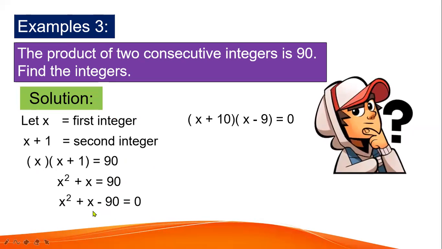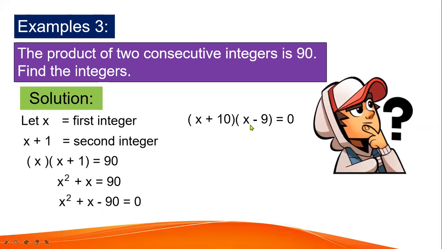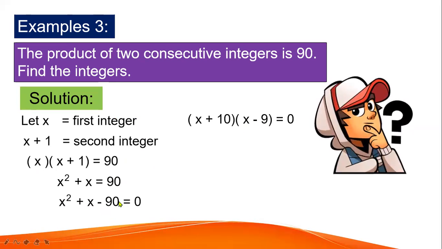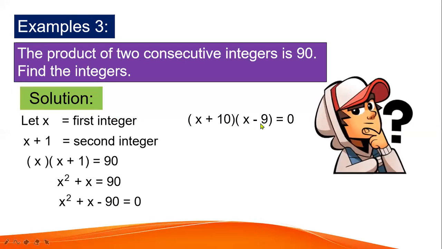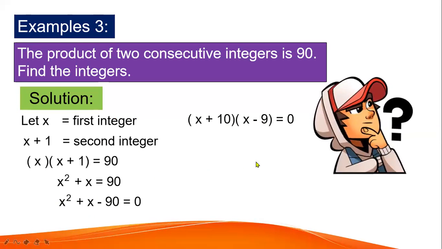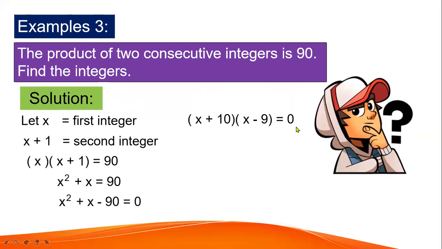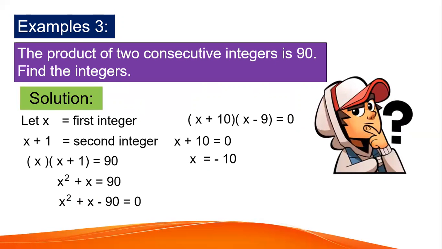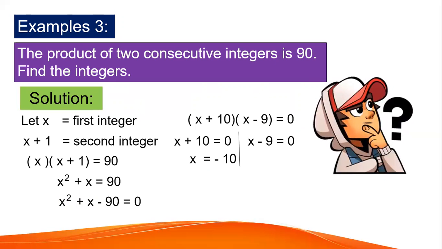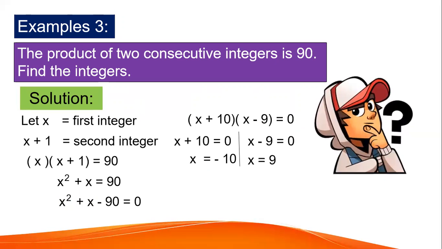This will be the middle term, right? So 10 times negative 9, we have negative 90. And then 10 plus negative 9, the answer is 1. So that will be your middle term, equals 0. Then after that, x plus 10 equals 0. Then we have x equals negative 10. Then the other one is x minus 9 equals 0.